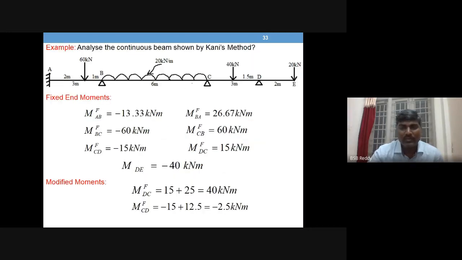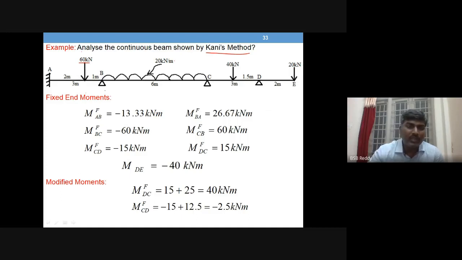Let us see one example here. Analyze the continuous beam shown by Kani's method. You see there is span AB, which is 3 meters, then BC 6 meters, CD 3 meters, DE, which is a cantilever portion, 2 meters overhang. So this is a continuous beam with overhang. The span AB has an eccentric point load, 60 kilonewton. BC has a UDL, CD has a central point load, DE has a point load at the free end.